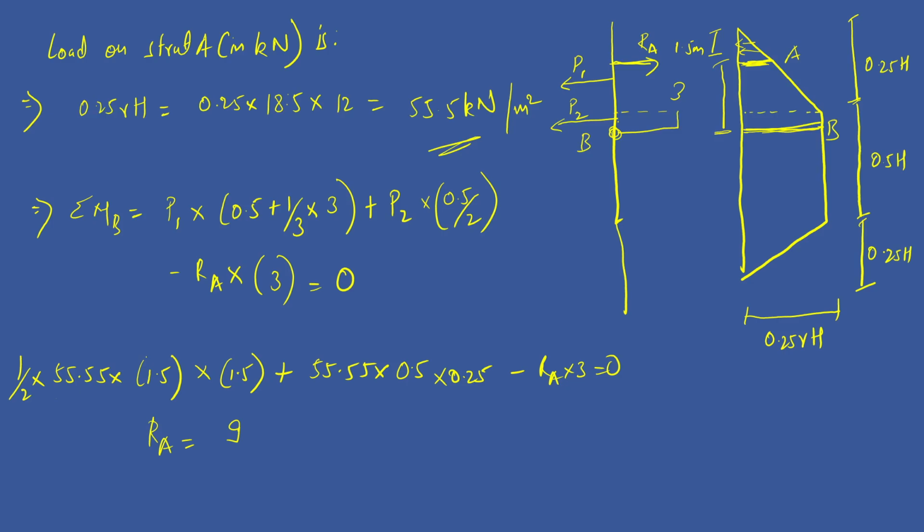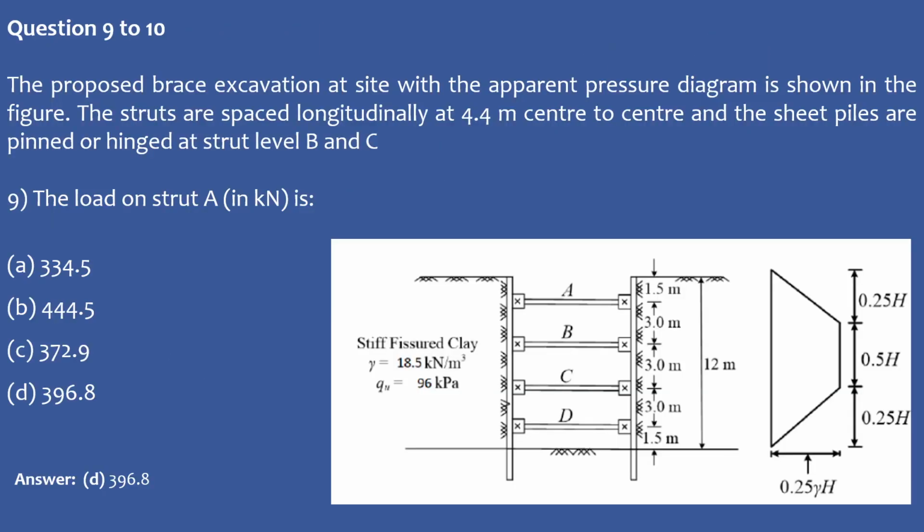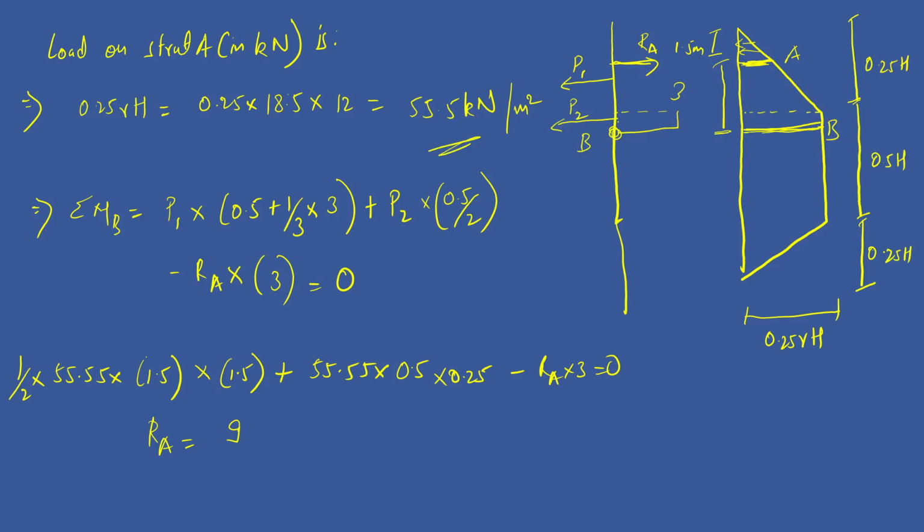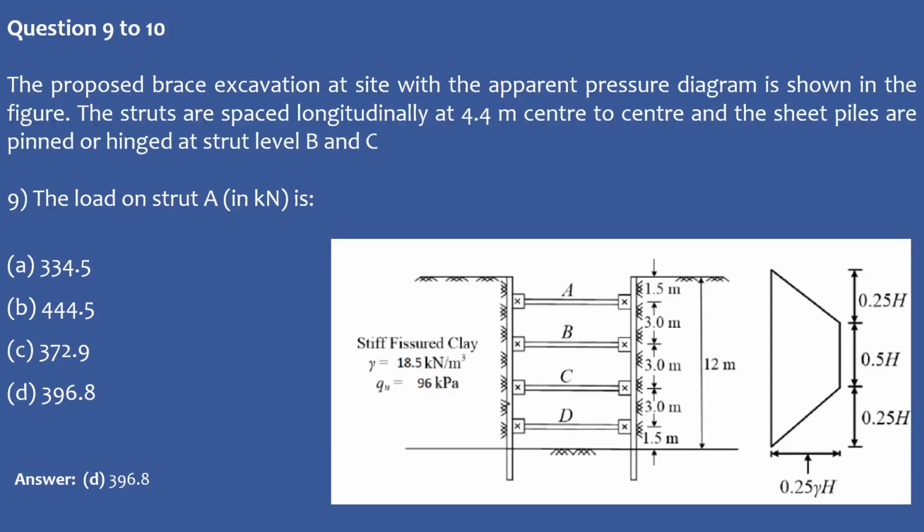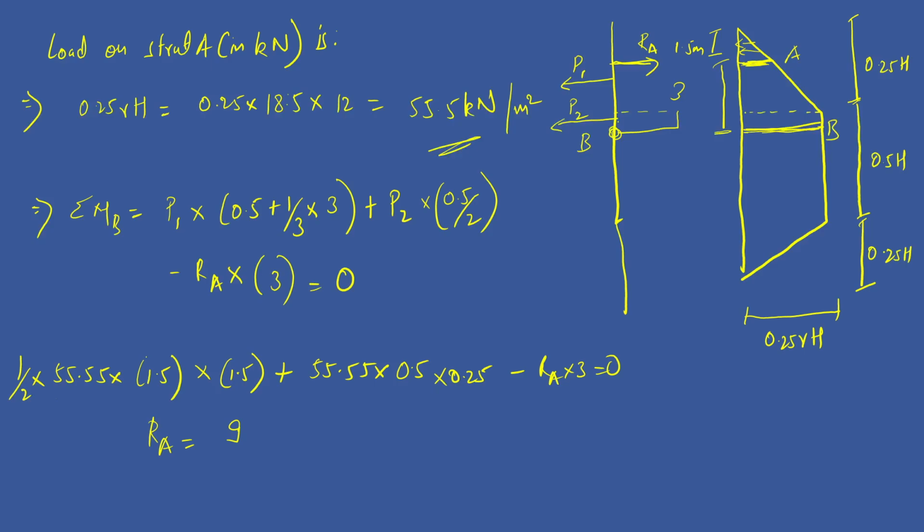So how much are you getting? 90.18 or something. 90.18. So 0.5 into 55.5 into 1.5 into 1.5, plus 55.5 into 0.5 into 0.25, answer divided by 3. I am getting a different value.